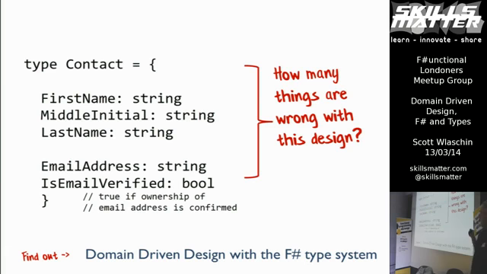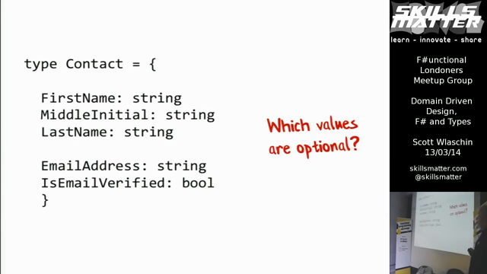And I suggest there's actually quite a lot wrong with this design. In fact, I think there's four things that leap out at me. So the first thing is which values are optional. Some of the values are optional and some of them aren't. Like the middle initial is probably optional, but the first name and the last name is probably not optional at all. But that's not indicated by this code.